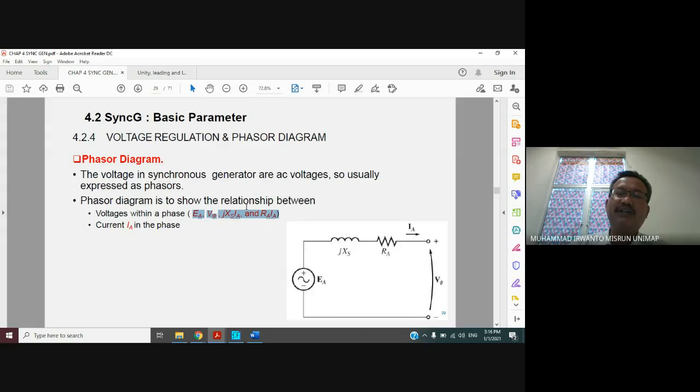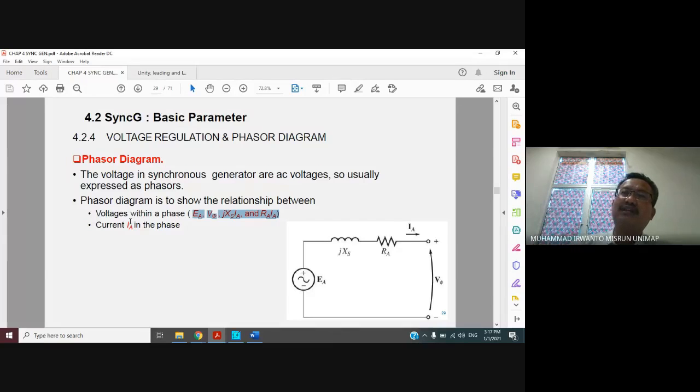All these parameters relate to voltage. EA is the internal generated voltage. V phase is the phase voltage or terminal voltage. jXsIA is the voltage across the synchronous reactance, and RAIA is the voltage drop across the armature resistance.